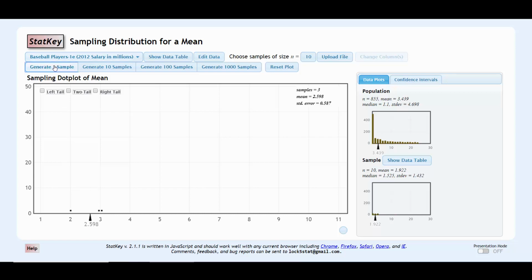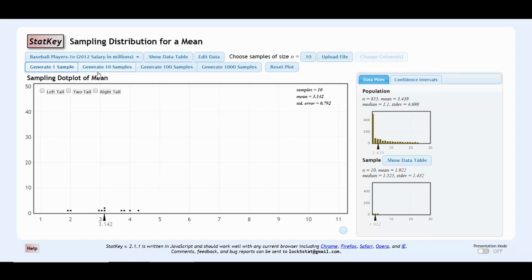And I'll generate another one, and another one, and another one. I'll keep on doing this, right? And as I do this, it starts making a distribution of these dots. You could also do this with a histogram or some other graphs as well, but the dot graph will work just fine for us to see what happens with the shape here.